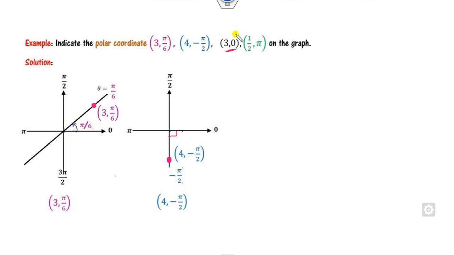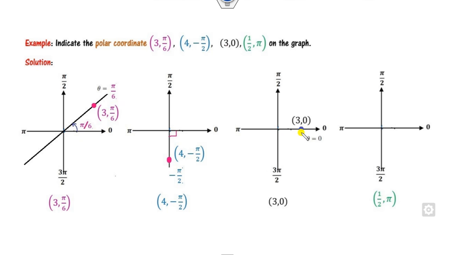Similarly for the next one, the angle theta is 0, that is on this line. Since r is positive, (3, 0) is the right answer. Here this is pi, so you are measuring on this side. On this side r is positive, while on the opposite side r is negative. 1 by 2 lies here as positive, so it is (1 by 2, pi).